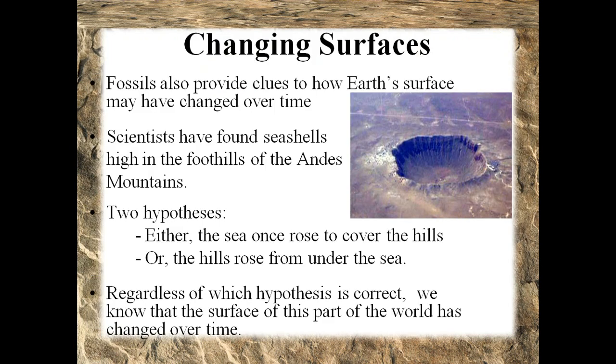Now, as I mentioned, fossils show the changing surfaces. They provide clues to how Earth's surface may have changed over time. Scientists have found seashells high in the foothills of the Andes Mountains. This presents a conundrum, which makes us wonder, how did this happen? Well, there are two hypotheses. Either the sea once rose to cover the hills, or perhaps the hills rose from under the sea. Regardless of which hypothesis is correct, we know that the surface of this part of the world has indeed changed over time.